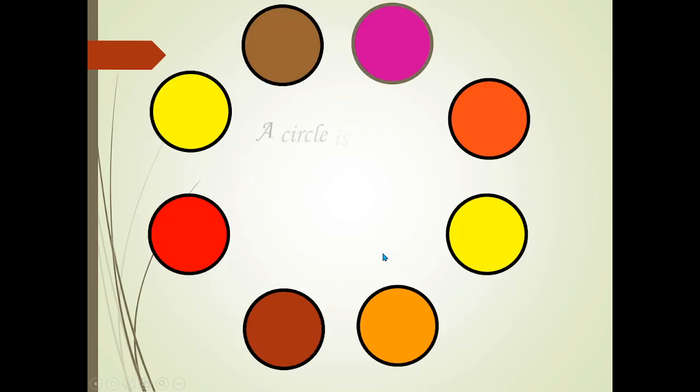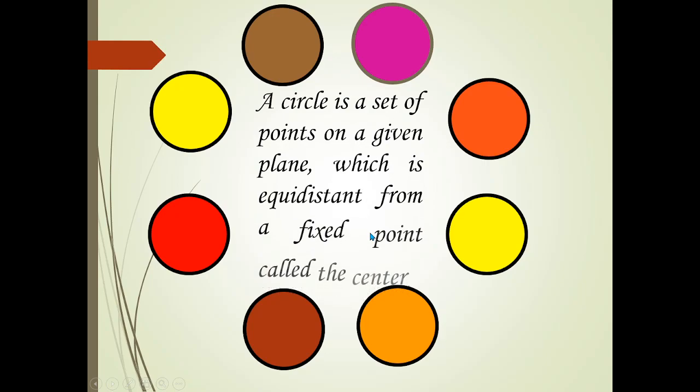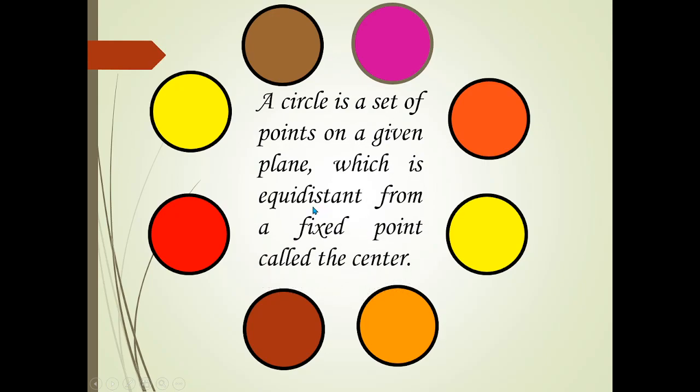So when we say circle, it is a set of points on a given plane which is equidistant from a fixed point called the center.